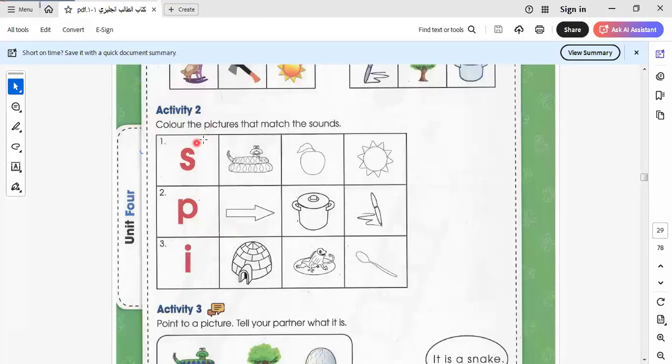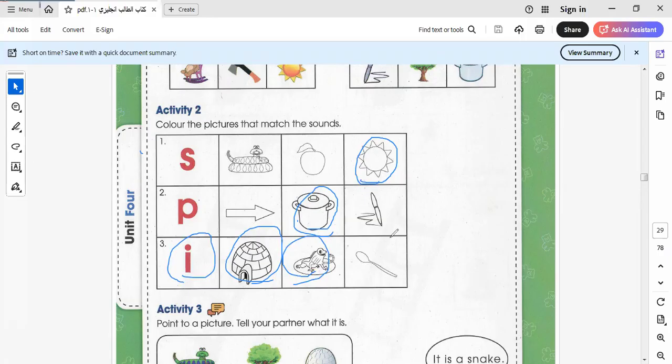Here we say, color the picture and match the sound. Here is letter S. Which one is related to letter S? This one. Here is put. Which one is put? This one. Igloo, this one. Okay. We have igloo and iguana. The 2 pictures here are related to the letter I. Okay. Let's go to another one.